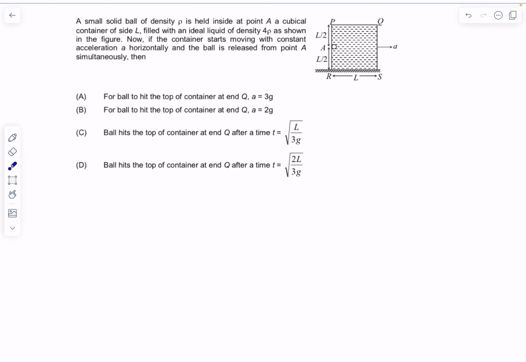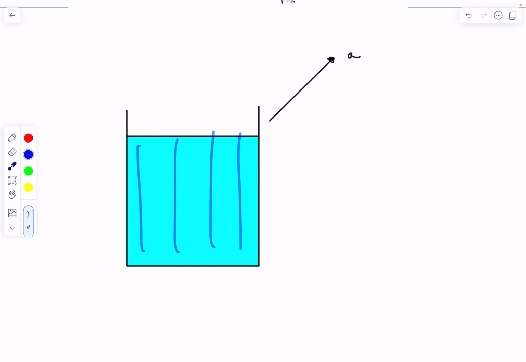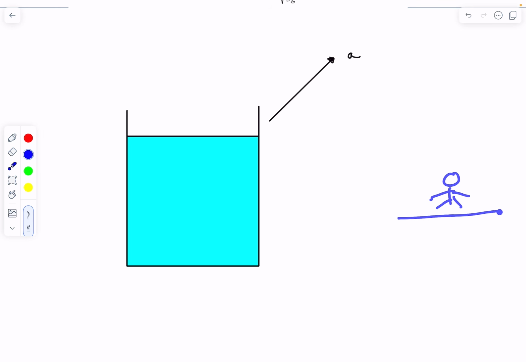So first let's try to draw the FBD of the ball. Okay guys, so first let's say we have a container filled with water and it's accelerating in some arbitrary direction with an acceleration of A. And let's say the fluid relative to the container remains at rest. Meaning for a guy standing on the ground, he will just see a container with fluid moving with an acceleration A. He will not see the fluid moving relative to the container.